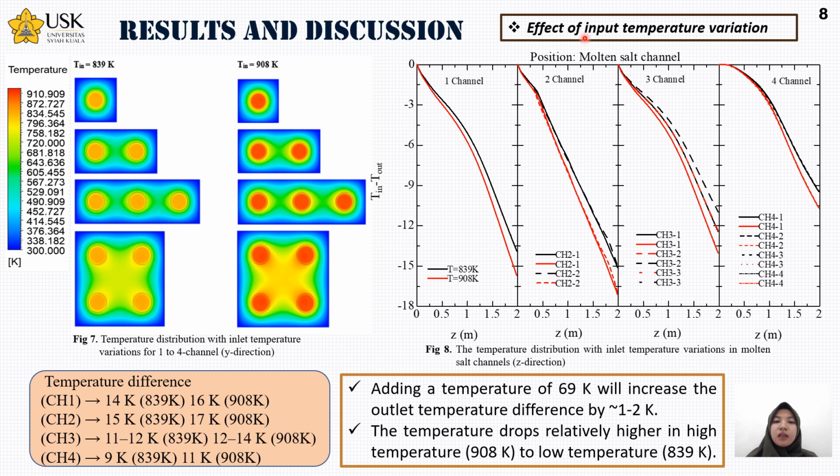And then from figure 8, we can see that between the two inlets, the temperature of 908 Kelvin produces a higher temperature difference. So from this simulation, I found the temperature drop is relatively higher at the high temperature.